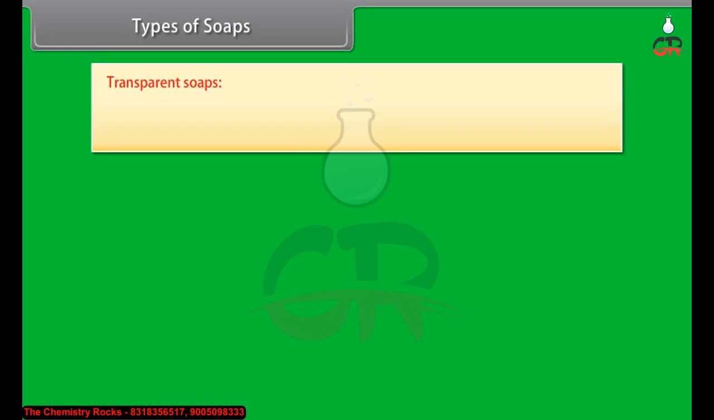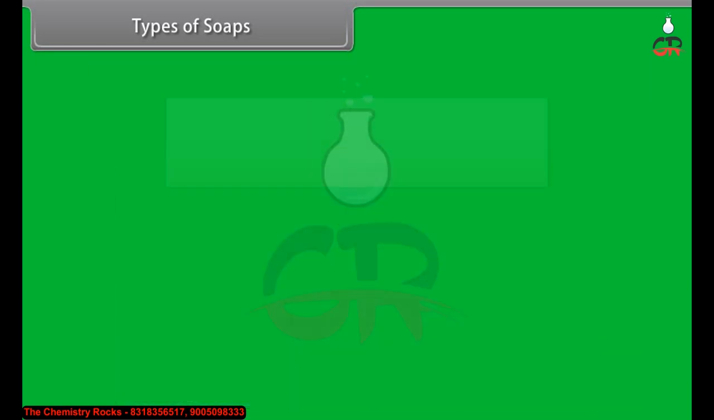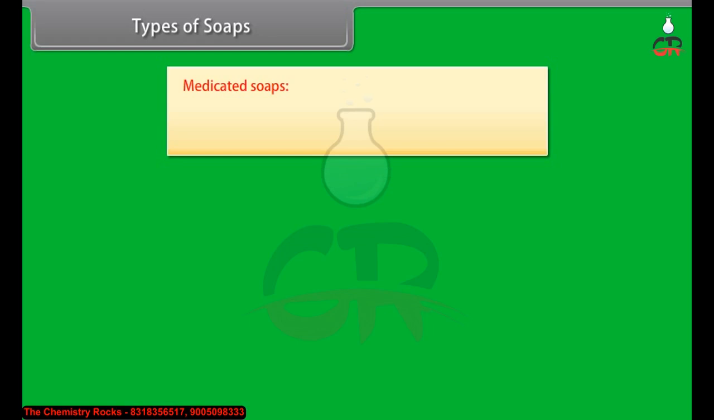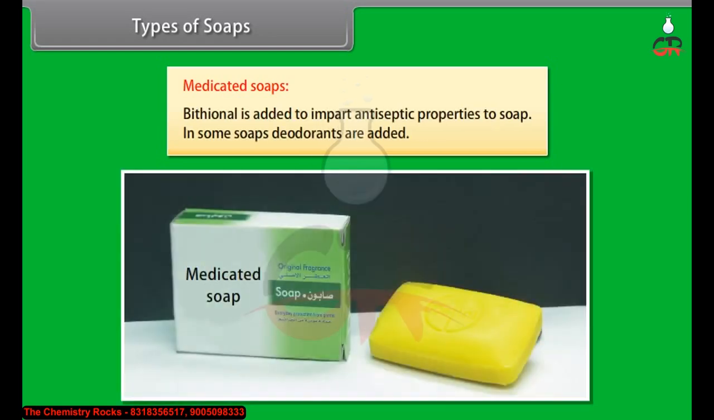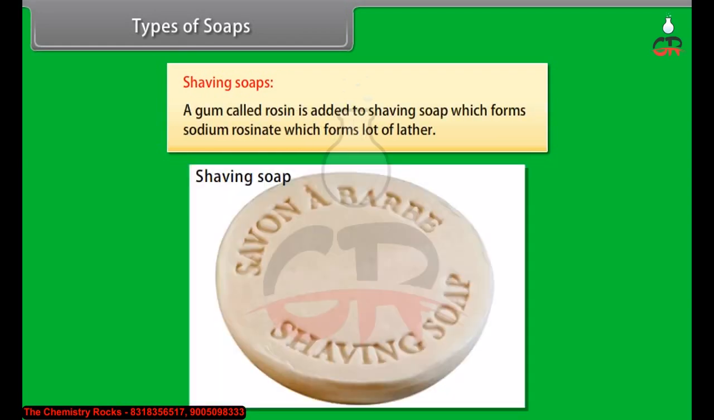Transparent soaps. They are prepared by dissolving soaps in ethanol and then evaporating the excess solvent. Glycerol can also be added to get transparent soaps. They are used for dry skins. Medicated soaps. Bithionol is added to impart antiseptic properties to soap. In some soaps, deodorants are added. Shaving soaps. A gum called rosin is added to shaving soap, which forms sodium rosinate, which forms a lot of lather. Glycerol is also added to them to prevent drying.